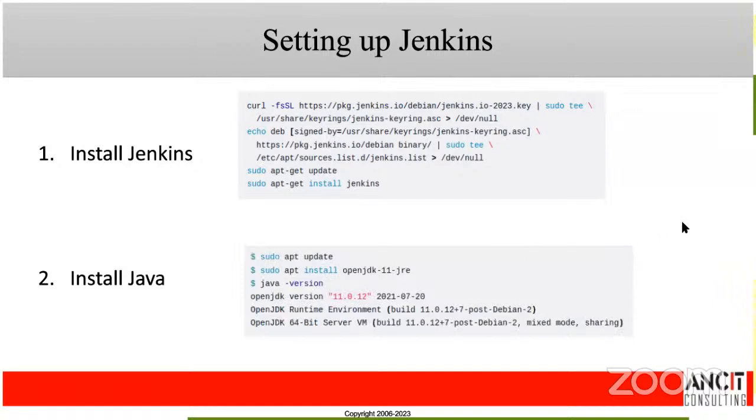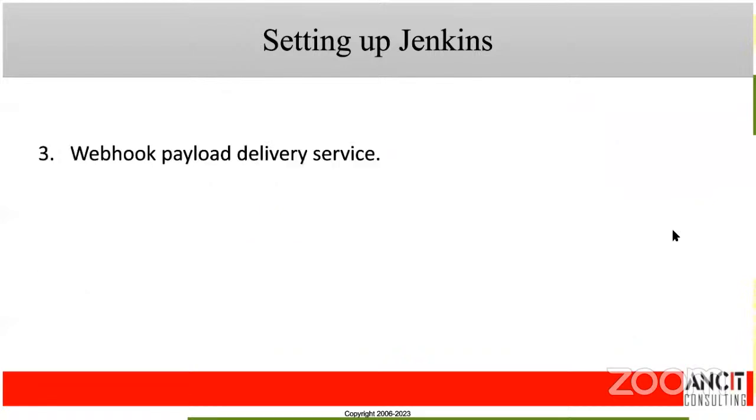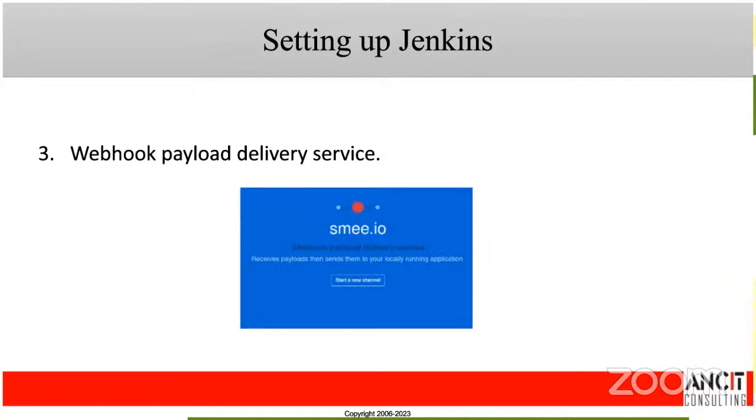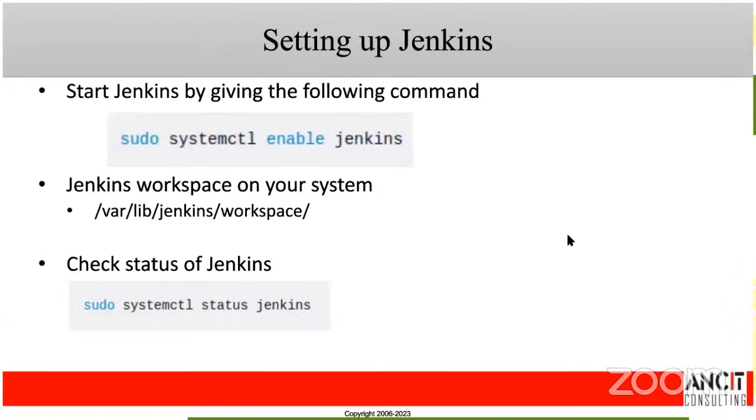And there is one third piece of software that you require, which is a webhook payload delivery service. This is recommended by Jenkins, and it's called SMEE. The reason this is required is that SMEE allows your Jenkins that's running on your local server to bypass the firewall and talk with GitHub. You can do this without SMEE, but then you'll have to go through the additional pain of setting up all your port forwarding services. Right, so these are the three things that you need.